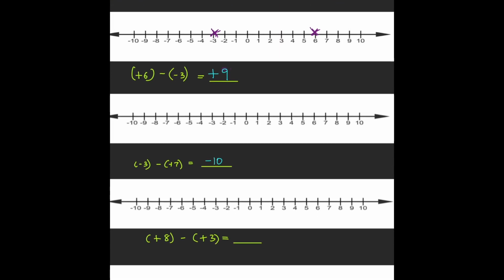Next one, plot the two points once again. Positive 8, positive 3. Where is positive 8? It is here, and positive 3 is here. From where are we going to start jumping? From the second integer, positive 3. From positive 3 we have to move to the next marked integer. We are moving to the right. 1, 2, 3, 4, 5 steps we took. Plus 5 will be your answer.